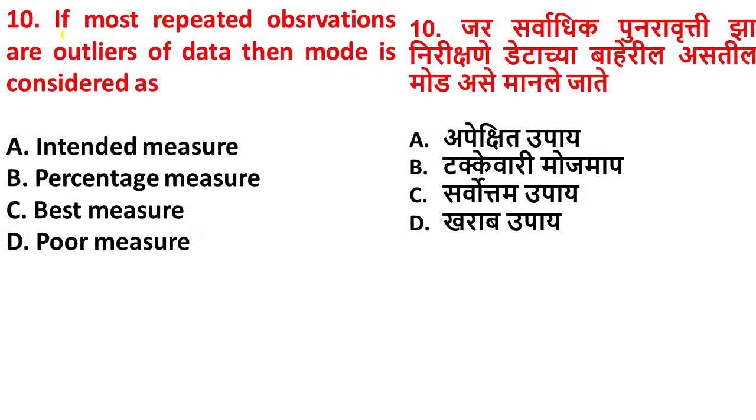Question number 10. If most repeated observations are outliers of data, then mode is considered as: Option A, intended measure. Option B, percentage measure. Option C, best measure. Option D, poor measure. Yes, here if most repeated observations are outliers of data, then the mode is poor measure.